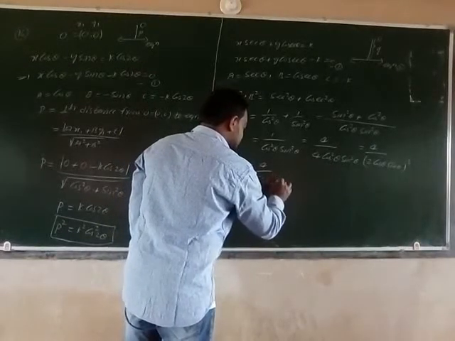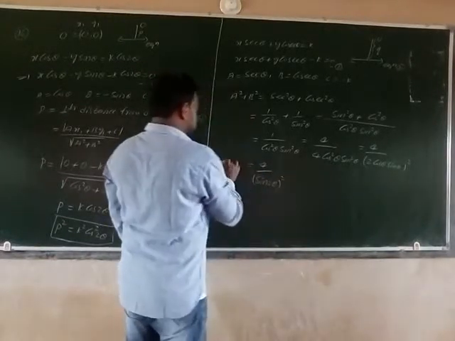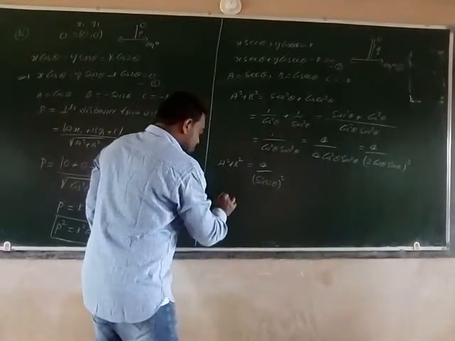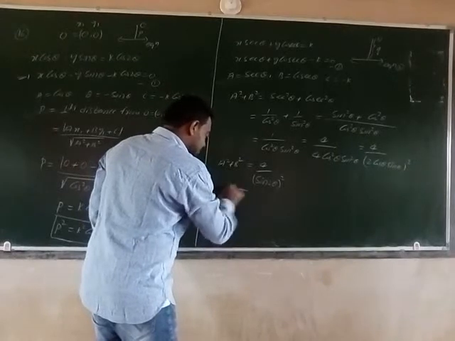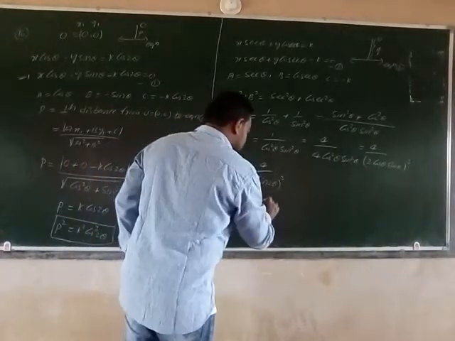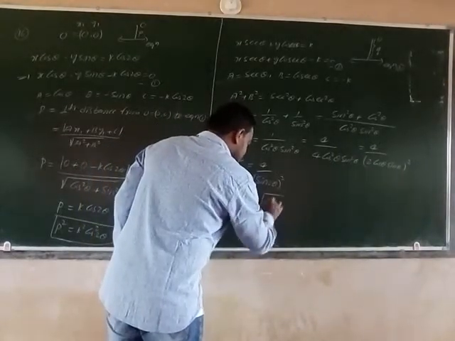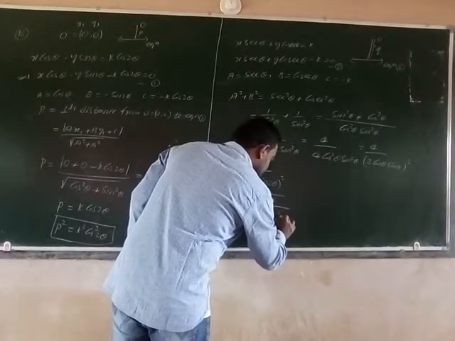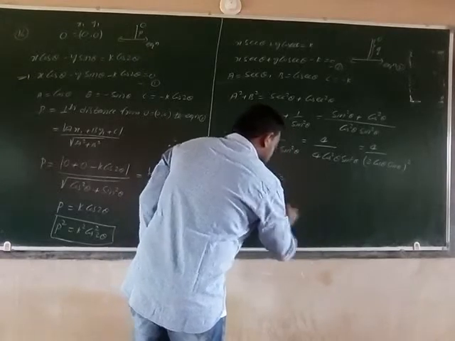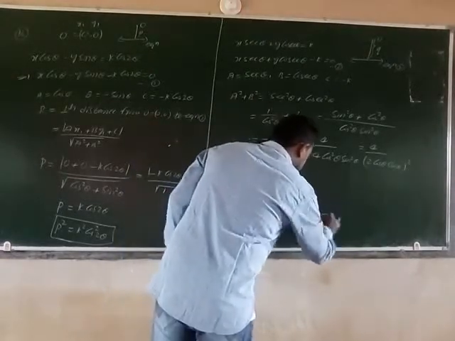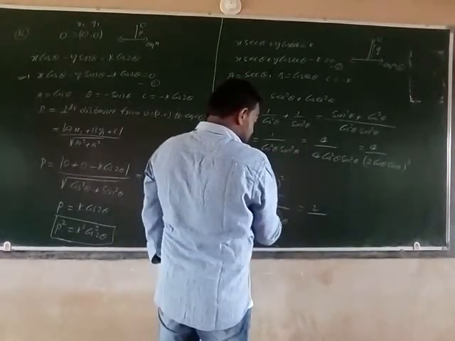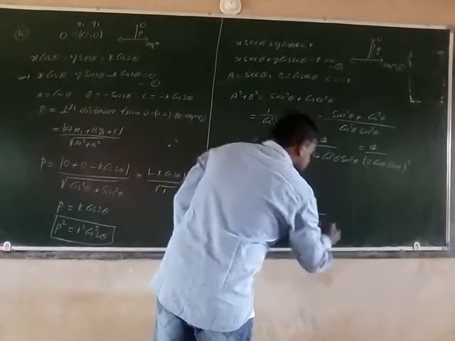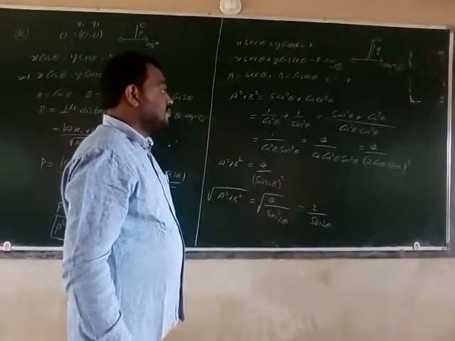This is a square plus b square. Now, the square root of a square plus b square is equal to the square root of 4 by sin square 2 theta. So root 4 is 2, and the square root of sin square is sin, so it is 2 by sin 2 theta. This is the square root of a square plus b square value.